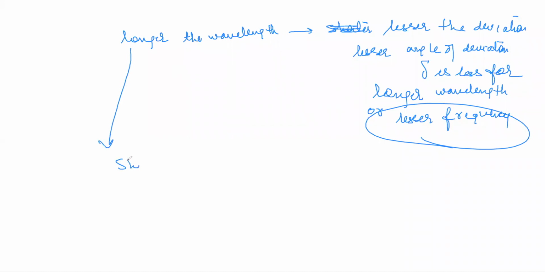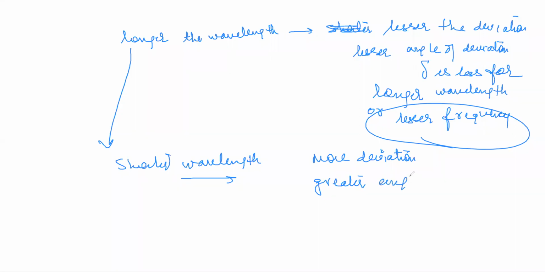The shorter the wavelength, more deviation. What else? More the frequency, greater angle of deviation. Greater delta, I mean. Fine. Greater delta. And you can say shorter wavelength or higher frequency.